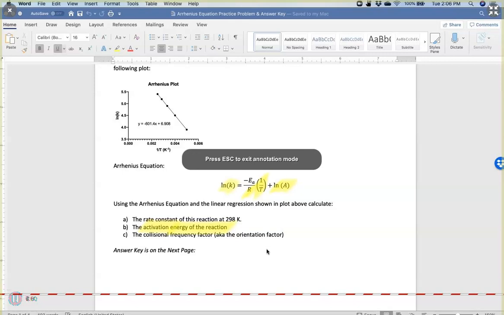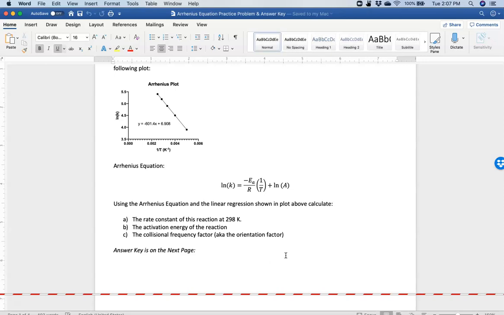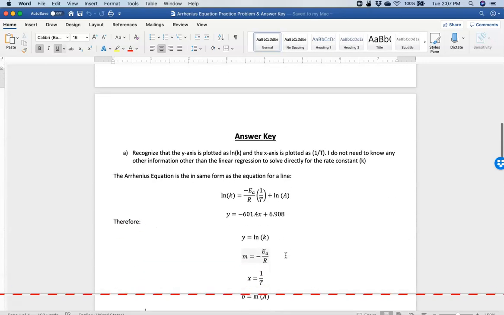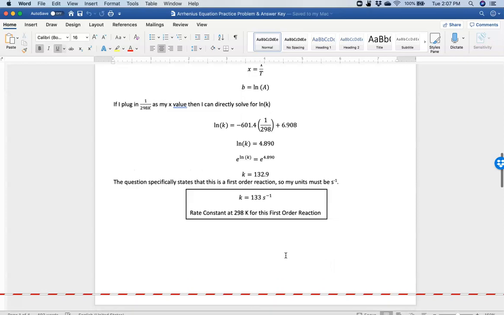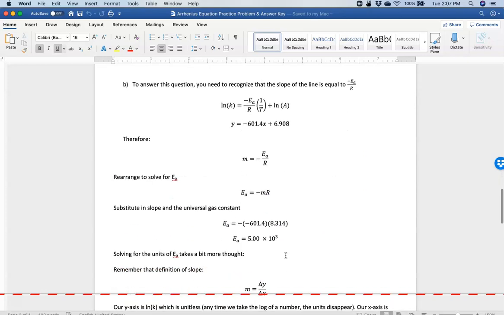Hold on. Still. Get me out of this. Come on. I don't know what it's doing. Why is it still in annotation mode? There we go. Let's try it that way. All right, that seems to be a little bit easier if I do it on the iPad. Sorry about that. Like I said, we're working out the kinks on this one.